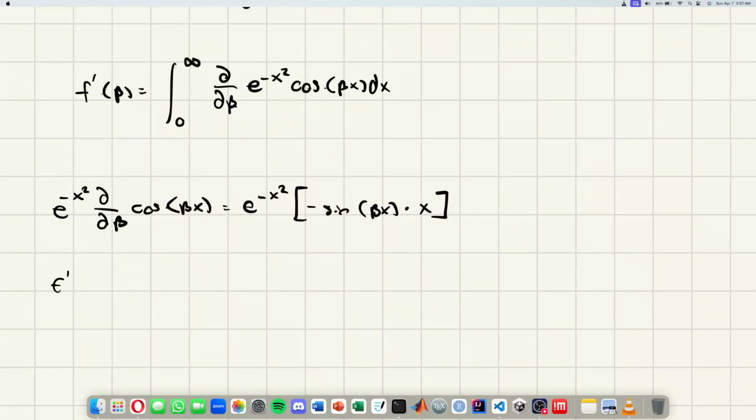So now I have f prime of beta is equal to our integral, and this integral can now be expressed as negative x e to the minus x squared sine of beta x. So now this integral is doable. We can use integration by parts to solve it, and that's all because of this minus x term in the front. And now it's no longer a pure Gaussian integral.